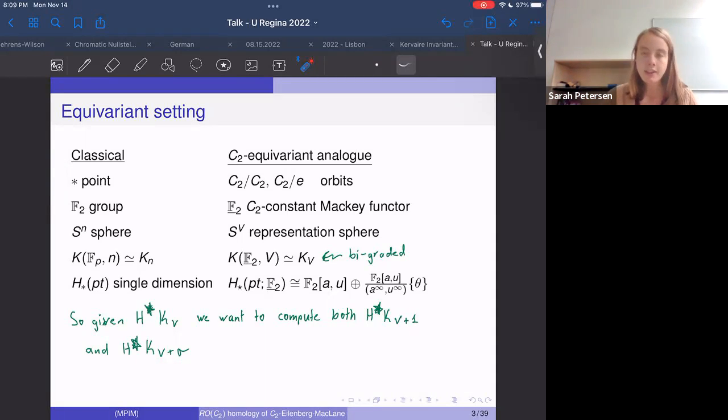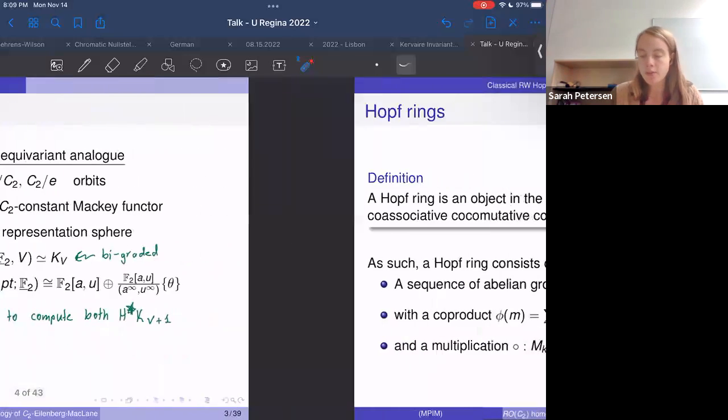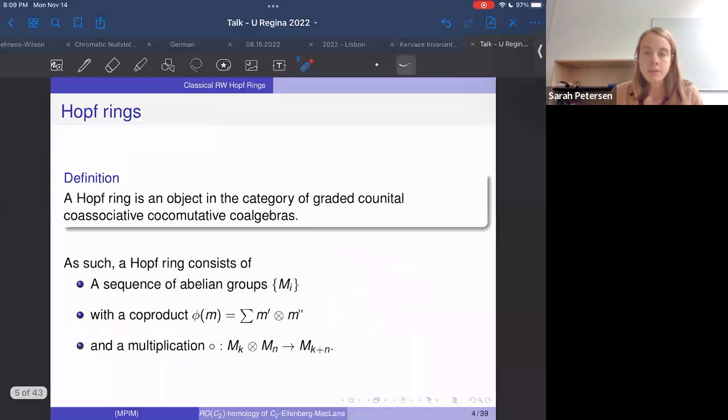And this is a setting in which the Borel theorem doesn't apply, so it's useful to consider some other tools. The tools we're going to be considering come from the study of Hopf rings in homotopy theory. So first, let's recall what a Hopf ring is.